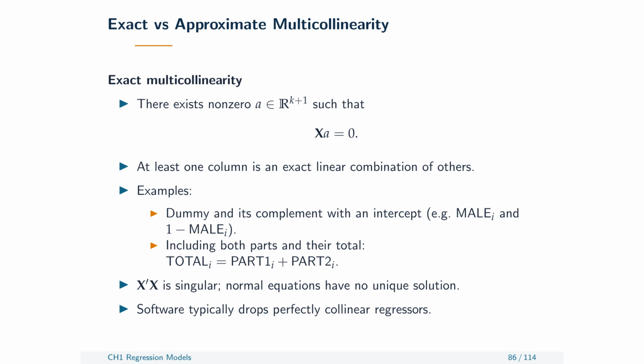Software commonly responds by dropping a perfectly collinear column. This is a computational necessity, not a scientific decision about which variable belongs in the model. The researcher must identify the redundant representation and choose a parameterization that preserves the economic question. Otherwise, the reported reference category or coefficient interpretation may change without being noticed.